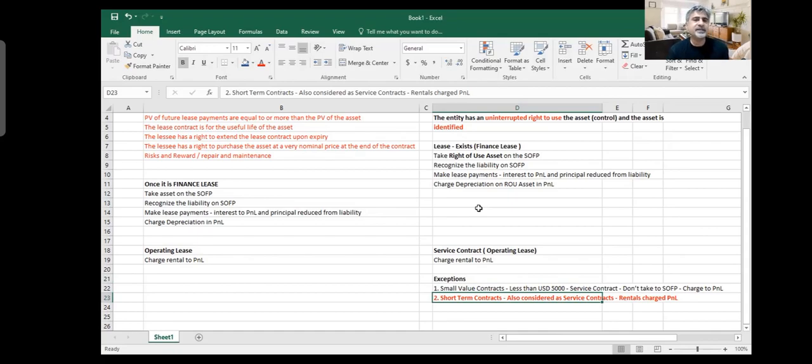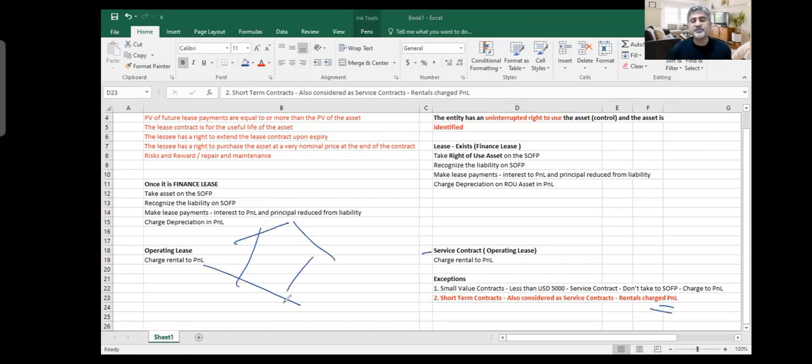Short-term contracts, they use it for off-balance sheet financing, because IFRS 16 gives them a hope that if a contract is for less than 1 year, you can consider it as a service contract and charge it to P&L. So they have this office, a premises, which they want to take on rent. They have an intention of 5 years, but what do they do? They make 1 year contracts every time.